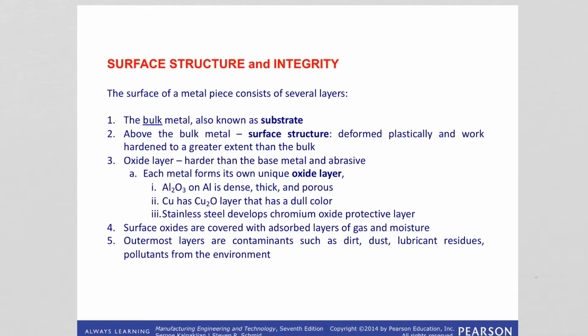There are also likely to be moisture, dirt, adsorbed gases, and contaminants on the surfaces. So above the oxide layer there will be an adsorbed gas layer and a moisture layer, and above that, finally, the last layer will be the outermost surface of the metal. This will have contaminants like dirt, dust, lubricant residues, cleaning compound residues, and all pollutants from the environment.